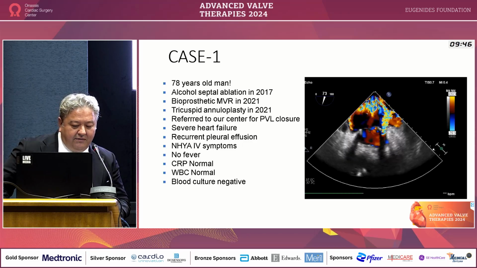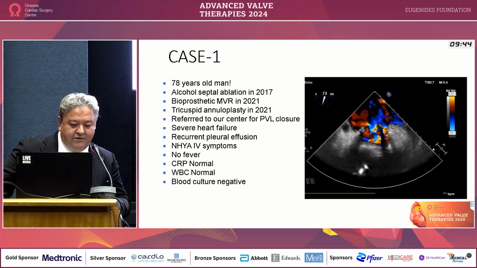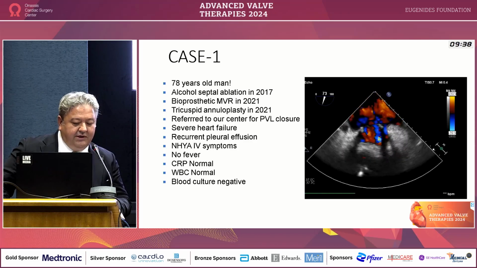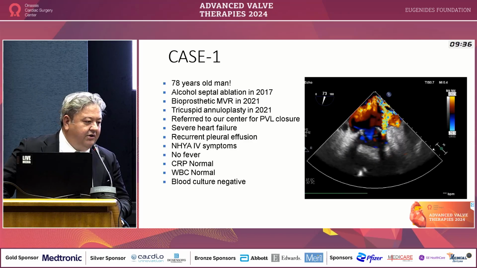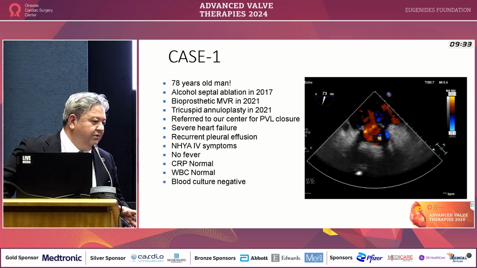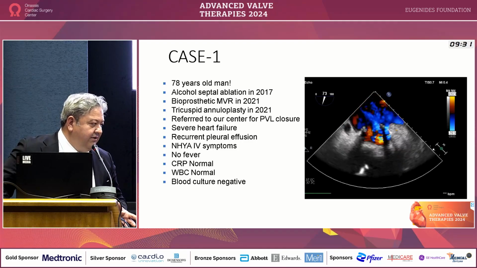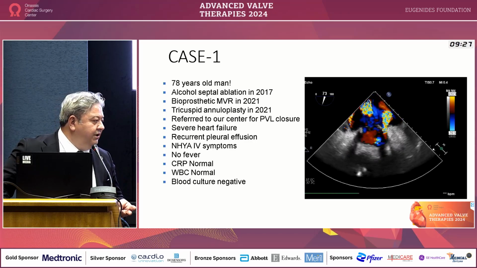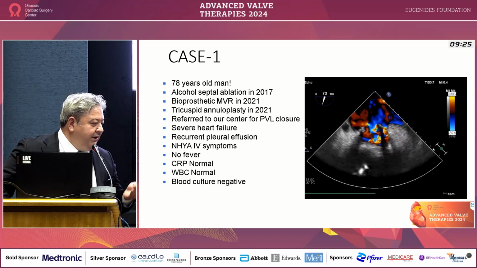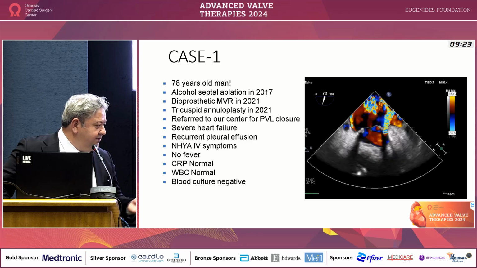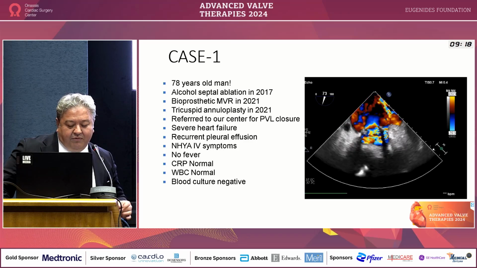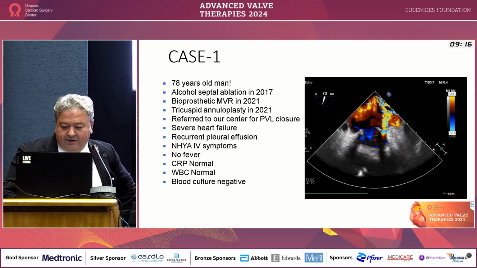The patient has severe heart failure, recurrent pleural effusion, and class 4 symptoms, but no fever. CRP was normal, white blood cell count was normal, and the blood culture was negative. We always evaluate this before paravalvular leak closure, and for hemolysis markers, we evaluate haptoglobin, hemoglobin, and peripheral blood analysis. These are very important tests before paravalvular leak closures.